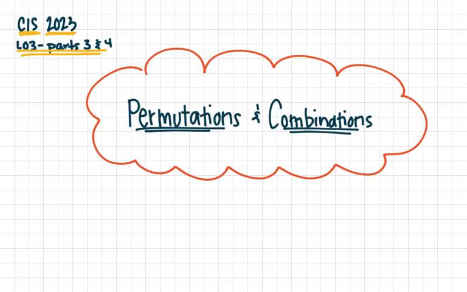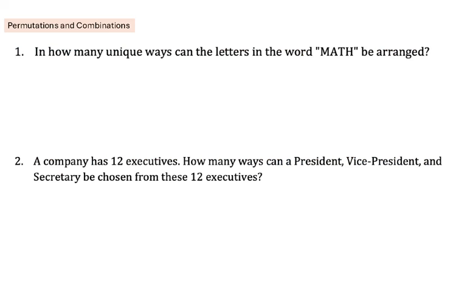Okay, this is a review of many problems from our worksheets having to do with permutations and combinations. Okay, so let's look at the first question. It says, in how many unique ways can the letters in the word math be arranged? When you are arranging letters, we are always talking about a permutation versus a combination. In a combination, order does not matter, but in a permutation, the order matters.